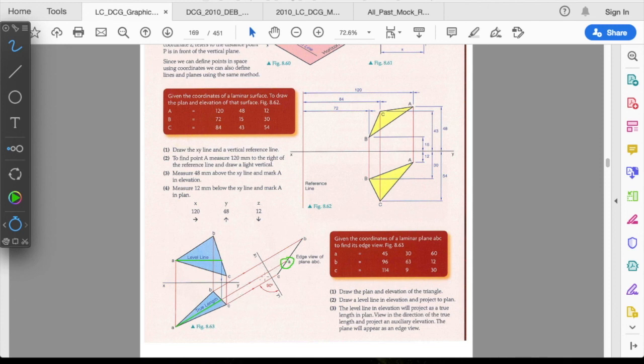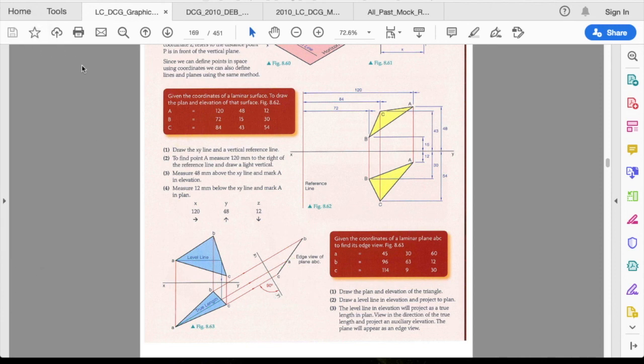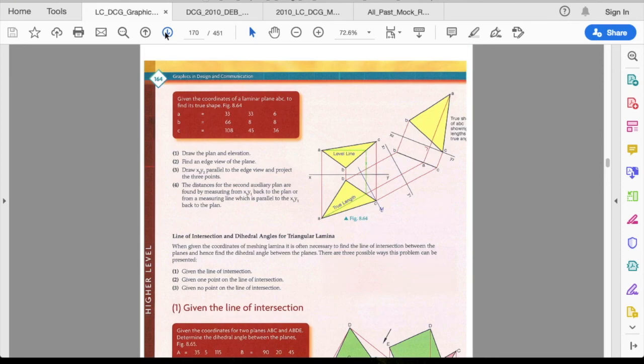Okay, and what happens then is we take the rest of the points up and we project it, and we see the laminar plane here as an edge view, in the same way as we would have when we were looking at oblique planes before. So that's our edge view. That's how we find our edge view. So we take a level line in the elevation, bring it down to the plan. That gives us the angle that the auxiliary is going to be drawn at, and that's always the same. So the level line in the elevation and then the level line in the plan gives us the angle that our auxiliary is going to go at. And then the next step, which we know from oblique planes, is to look perpendicular to the edge view.